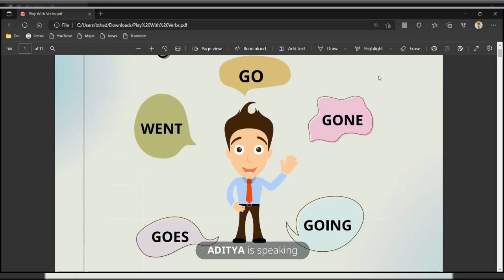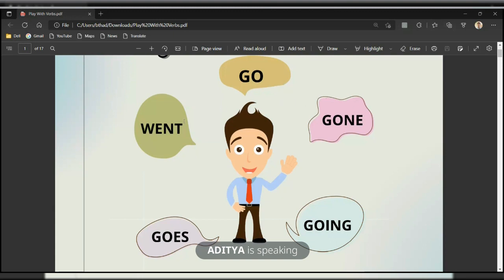Suppose I'm giving one example. I used to go there. मैं वहाँ जाया करता हूँ. I am about to go. मैं अभी अभी जाने को. Okay, so in this way.